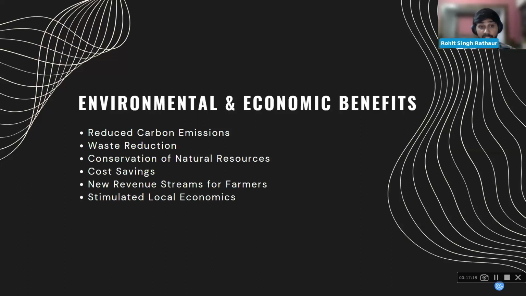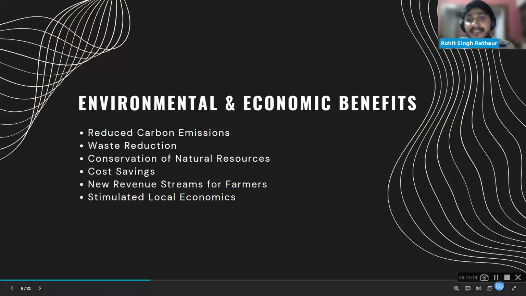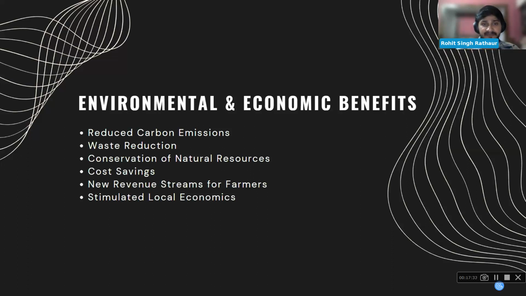Now, if I talk about conservation of natural resources, using agricultural waste as an energy resource may reduce the dependency on fossil fuels, which will help us conserve non-renewable natural resources. And if I talk about economic benefits, in terms of cost savings, optimized transportation and facility utilization may lead to reduced operational costs.